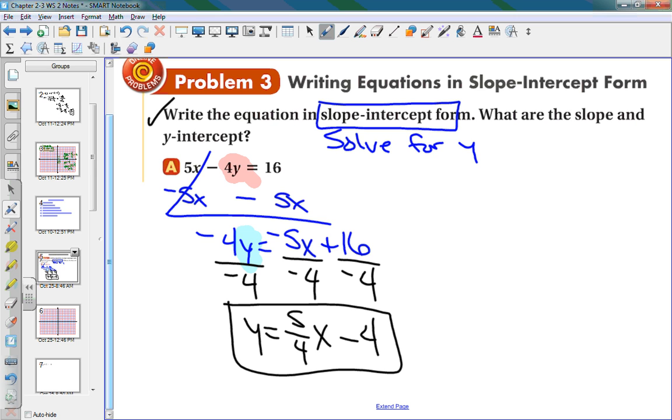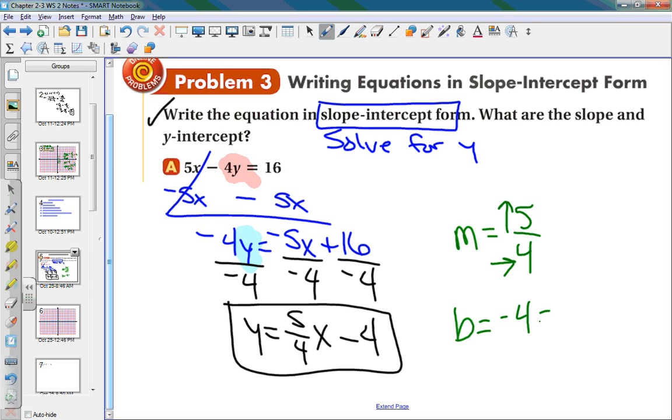Now I need to find the slope. So what is the slope? I don't have a negative 5 over 4. I have a positive 5 over 4. And what does that mean graphically? What is the graphical definition? That means it's up 5 units, and then to the right 4 units. Why am I going to the right 4 units? Because it's positive. Very good. Now what is my b value?